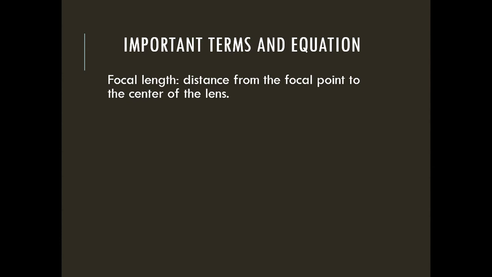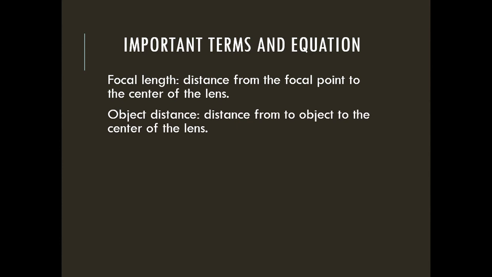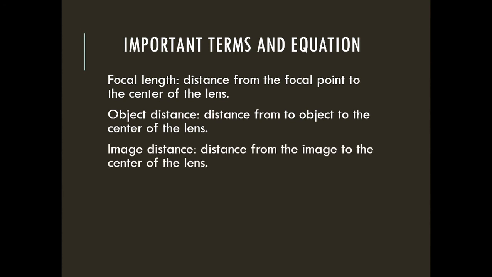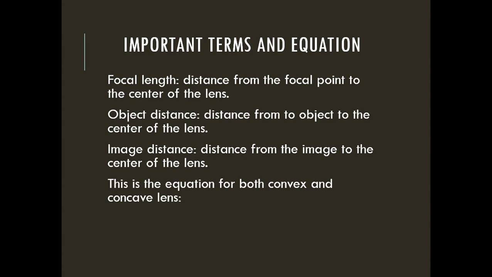So important terms and equation. So we have focal length. The focal length is the distance from the focal point to the center of the lens. We have object distance, which is the distance from the object to the center of the lens. And we have the image distance, distance from the image to the center of the lens. So basically you need to take the center of the lens as a reference in order to find the rest of them. So in this case, if you want to find the image distance, so center of the lens to the image. If you want to find the object distance, then the center of the lens to the object, and so on and so forth. It's pretty simple.